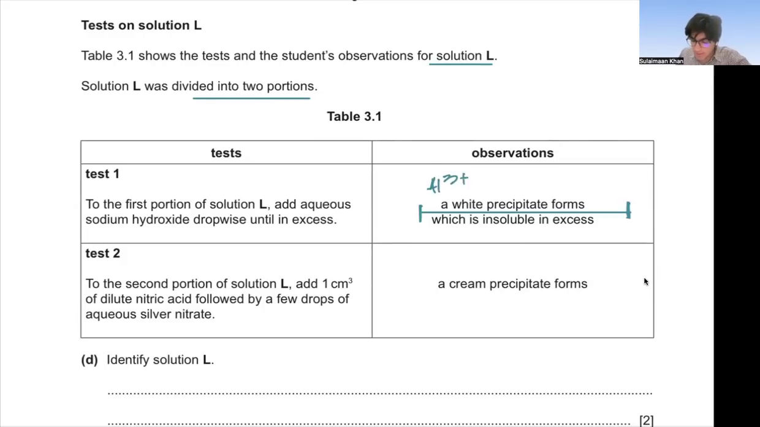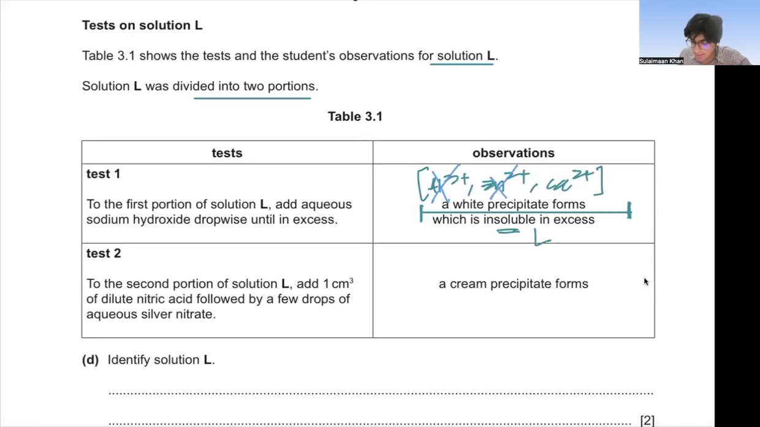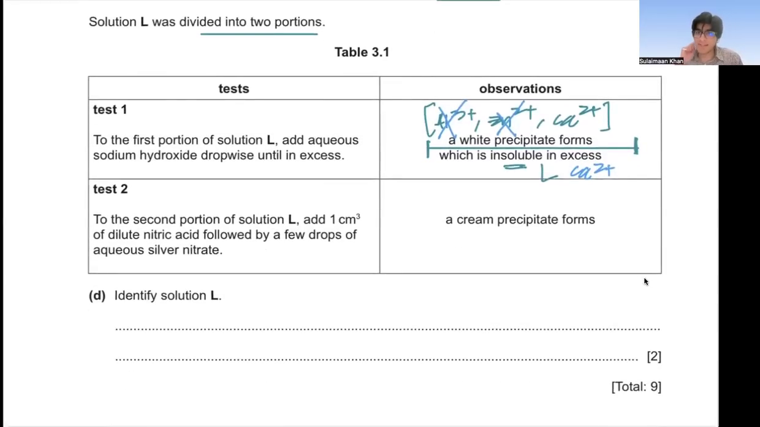This means that it could be the aluminum 3 plus, the zinc 2 plus, or the calcium 2 plus, because they are all white. But in excess, it's insoluble in excess. So that eliminates the aluminum ion and the zinc ion, and that confirms that it's the calcium 2 plus ion. It's obviously not a transition metal, but a white precipitate means it's either aluminum 3 plus, zinc 2 plus, or calcium 2 plus. But if it's insoluble in excess, then it's not aluminum and not zinc, it's calcium 2 plus, because aluminum and zinc are soluble in excess, and it's given in the table which I revised at the start of this class.